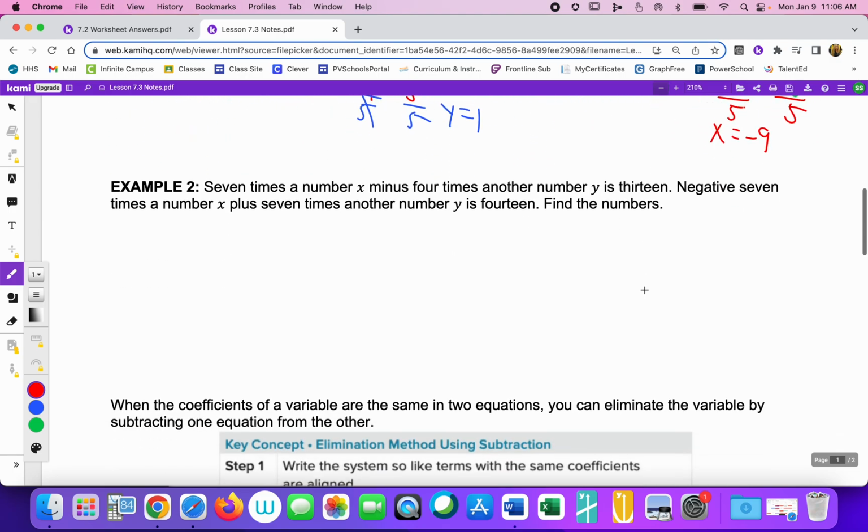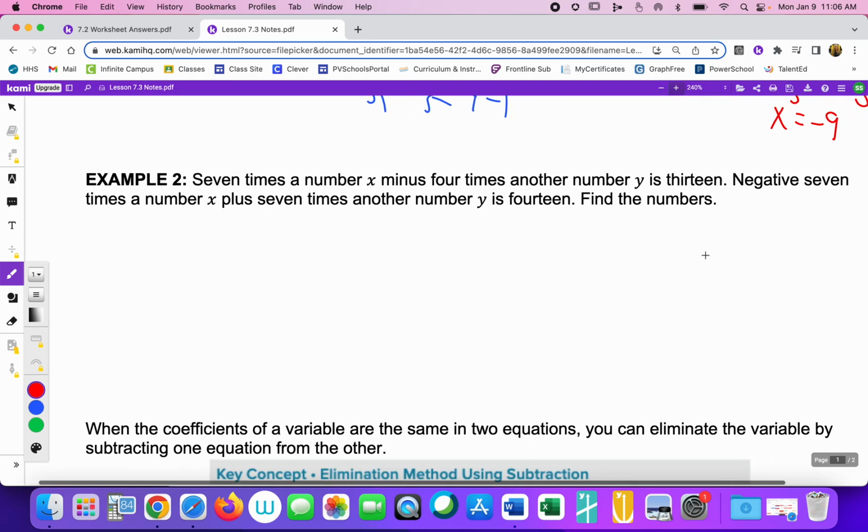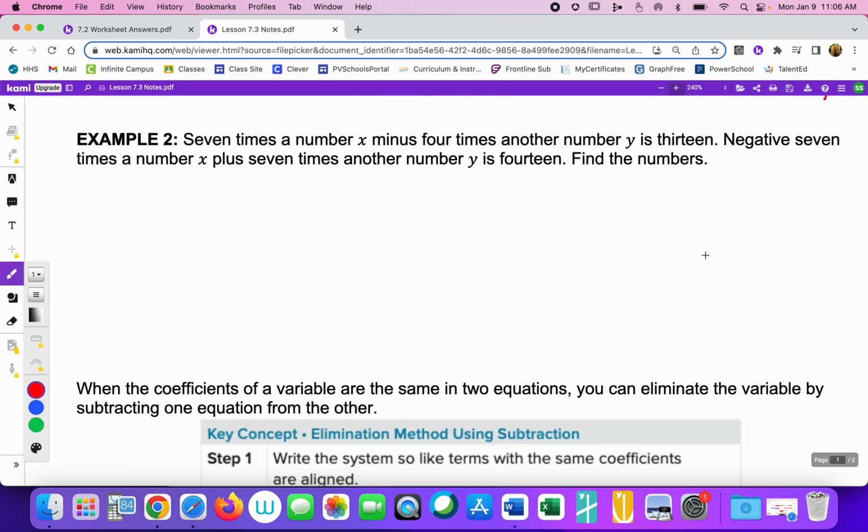Okay. Now we're going to write this equation. 7 times the number x minus 4 times another number y is 13. Negative 7 times the number x plus 7 times another number y is 14. Find the two numbers. Now, if you want to do x is the first number, y is the second number, if you want to write that out, that's fine. But since it's already labeled for you, I'm okay if you don't. These we started with at the beginning of the year, just writing equations.